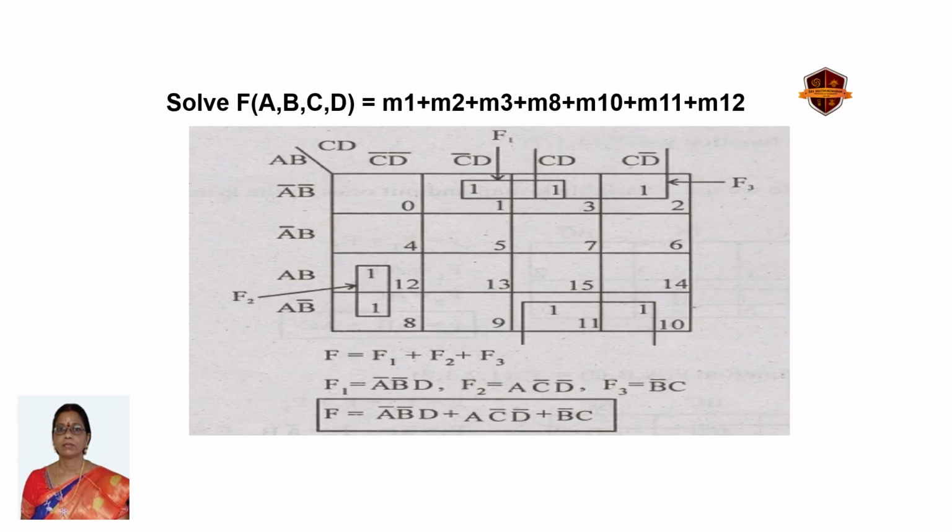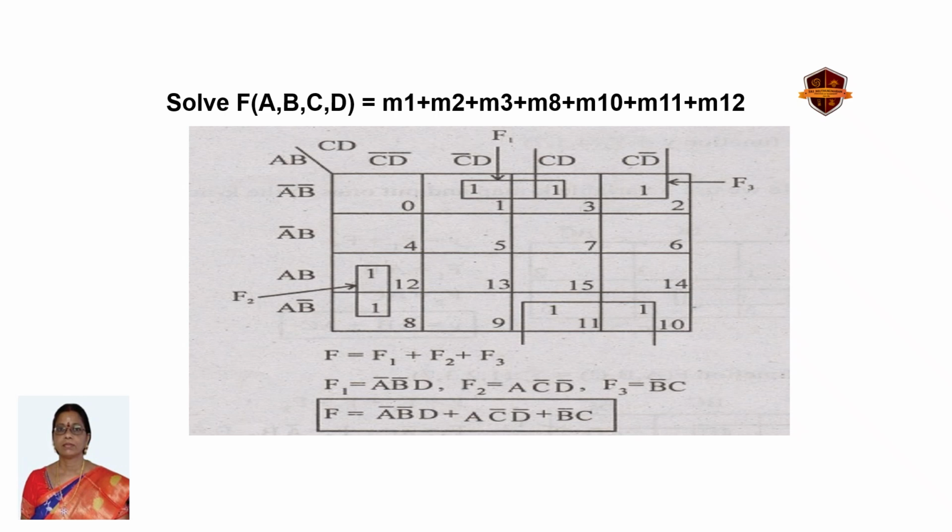Next problem, it is given as minterms m1 plus m2 plus m3. This is another representation of giving a problem. So here again it is a 4 variable map. You draw the 4 variable map and mark the minterms. So m1 corresponds to 1, m2 corresponds to 2, and m3 to 3, and so on. Totally you have 7 terms, 7 ones are marked here, and it is grouped accordingly.